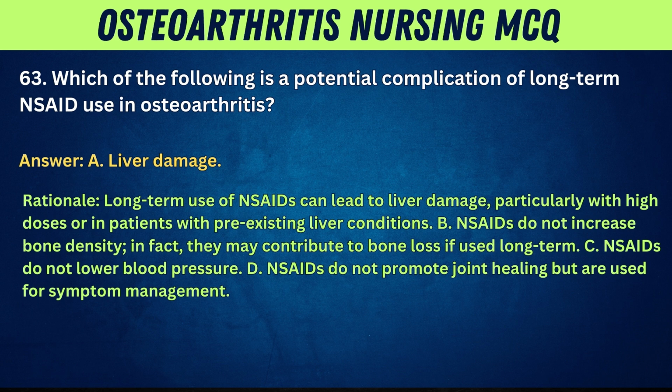Rationale: Long-term use of NSAIDs can lead to liver damage, particularly with high doses or in patients with pre-existing liver conditions. B. NSAIDs do not increase bone density. In fact, they may contribute to bone loss if used long-term. C. NSAIDs do not lower blood pressure. D. NSAIDs do not promote joint healing but are used for symptom management.